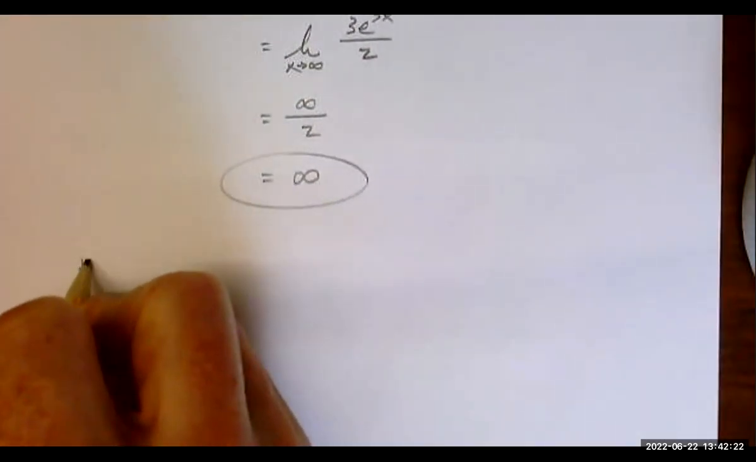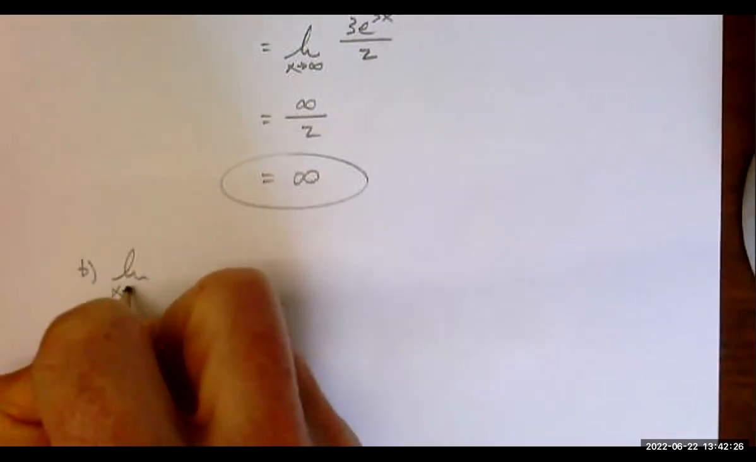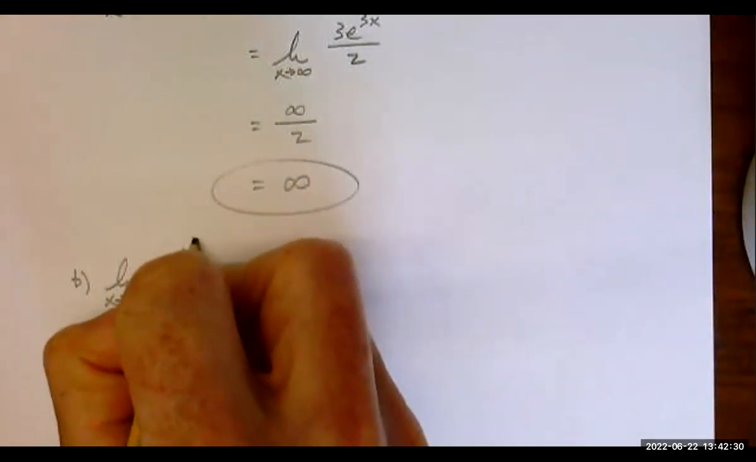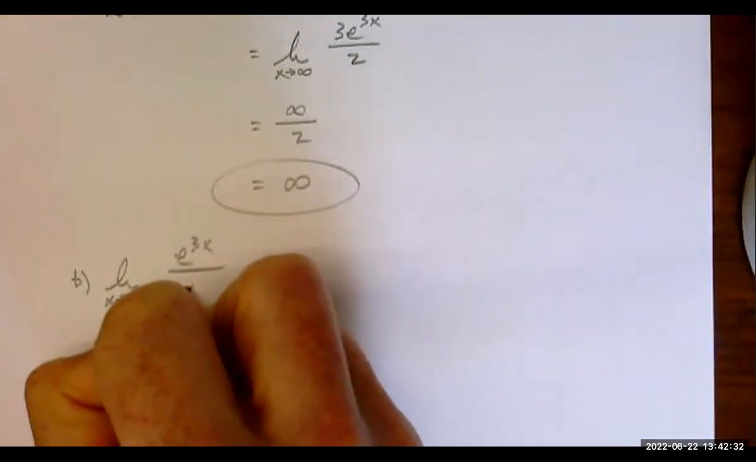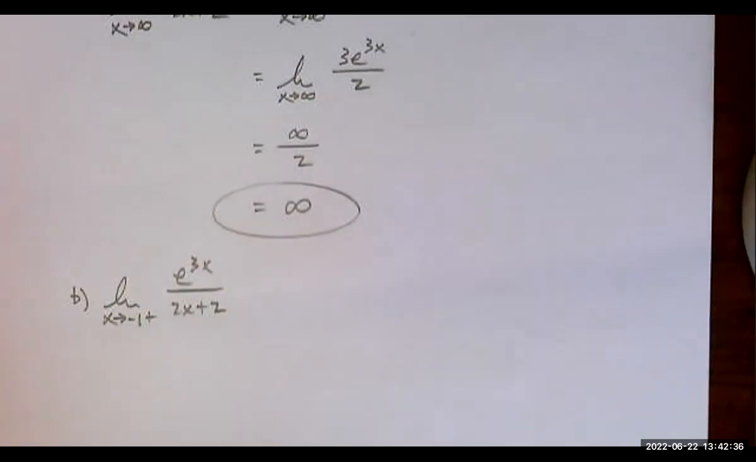Okay, let's take a look at another one. How about part B? We're approaching -1 from the right, same function, e to the 3x over 2x plus 2. So first thing we've got to do, check to make sure it's indeterminate. We've got a new limit here. So is this still indeterminate? And if it is, then we can go from there.